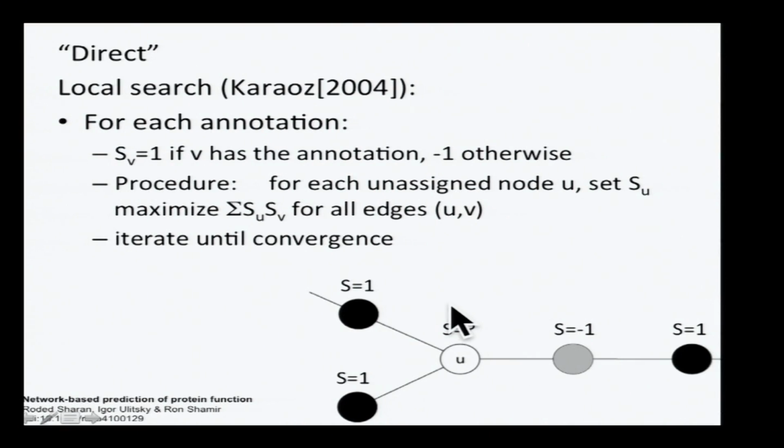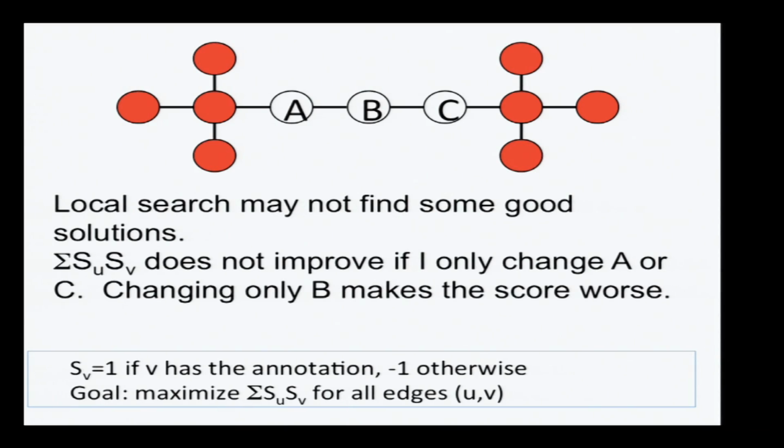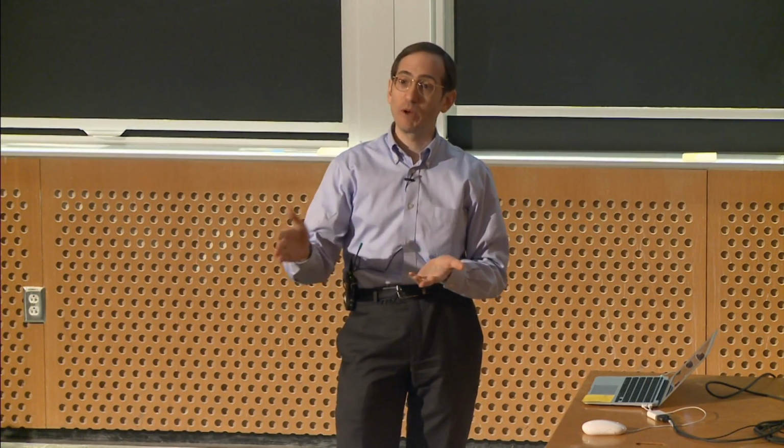All right. So then we could iterate this to convergence. That's one problem with this, but maybe a more fundamental problem is that you're never going to get the best overall solution by this local optimization procedure. So consider a setting like this. Remember, I'm trying to maximize the sum of the product of the settings for neighbors. So it seems plausible that all of A, B, and C here should have the red annotation, right? But if I set C to red, that doesn't help me. If I set A to red, that doesn't help me. If I set B to red, it makes things worse. So no local change is going to get me where I want to go.